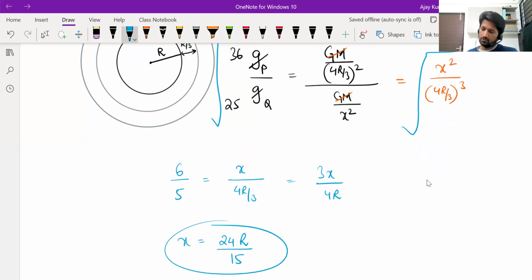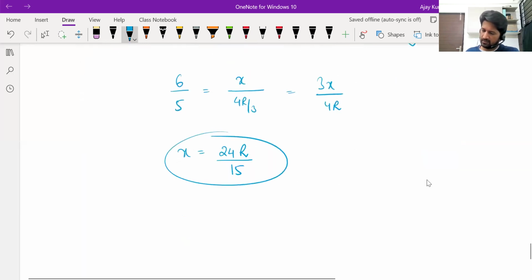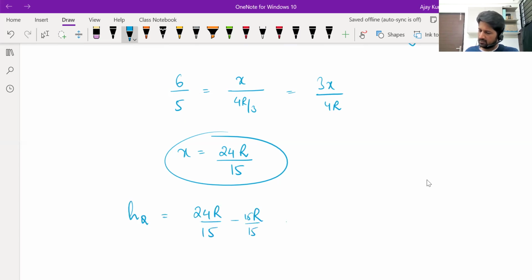What is x now? x is the radius of the orbit in which Q is revolving. But we want the height, so you have to subtract Earth's radius from it. So the height at which Q is revolving is 24R by 15 minus R. R can be taken as 15R by 15. So that becomes 9R by 15, three threes and three fives. 3R by 5 is the correct answer.